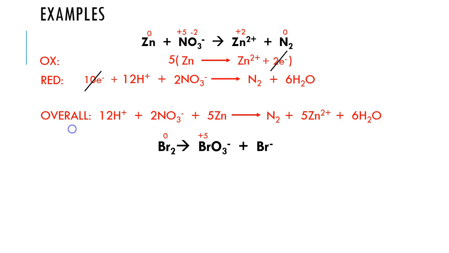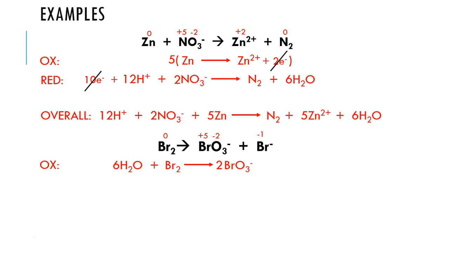So in the next example, we have elemental bromine, the bromate ion, and bromide ion. So we see that bromine is going to be both oxidized and reduced in this equation. For oxidation, we have bromine going to the bromate ion because bromine goes from 0 to +5. So we're going to first balance bromine by adding a coefficient of 2.